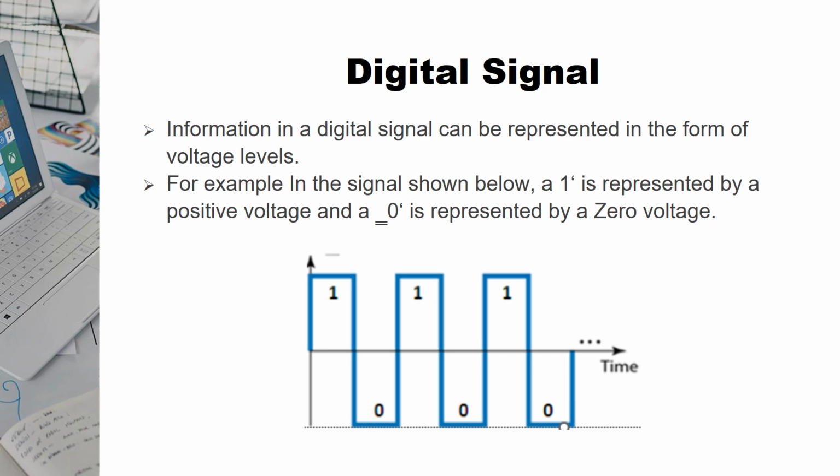So when I was explaining analog data and digital data, I think you noticed that one has an advantage over the other. You can also see this when I was explaining analog signal and digital signal. Here on the digital signal, you can see the ones and the zeros. In the signal shown here, a 1 represents a positive voltage, and a 0 represents a zero voltage, right?